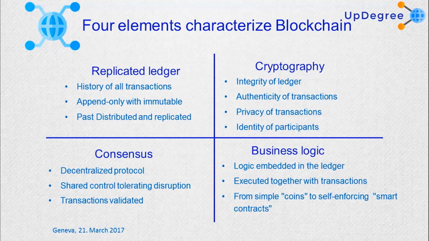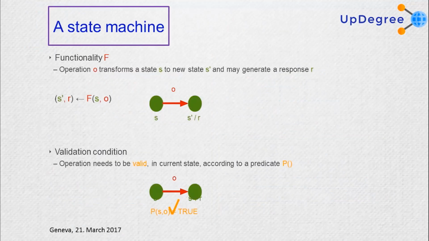Now let's understand the business logic. You have logic embedded in the ledger. You have execution that comes in a fair transaction way, and you can do any use case, from simple altcoins, your Ethereum, to enforcing smart contracts, right? So these are the four different elements that characterize blockchain. If somebody asks for the key characteristics, it's cryptography, it's a replicated ledger, it comes with consensus, and it comes with business logic.